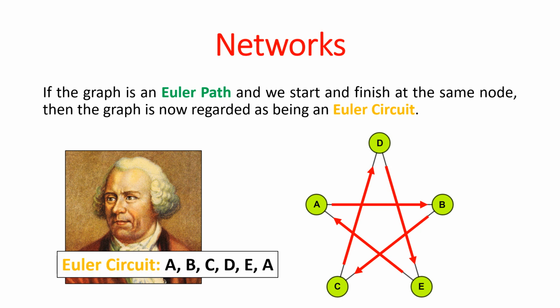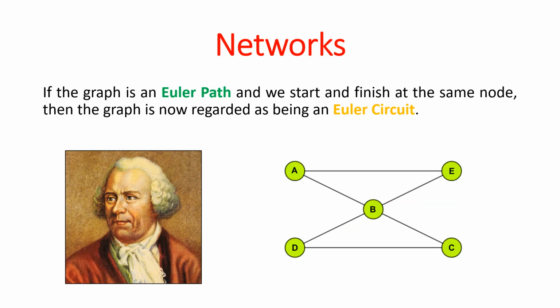So the Euler circuit for this network is A, B, C, D, E, and A. Now actually it doesn't matter where you start on this network, you would always end up at the same point. So there are lots of different Euler circuits for this network.